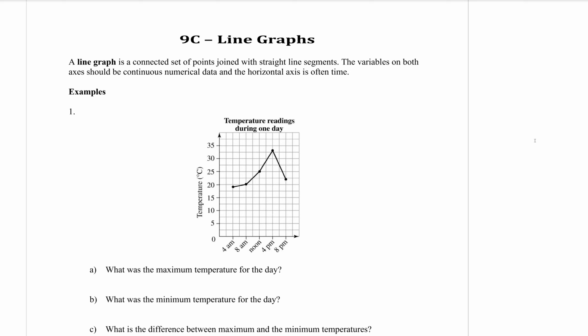So 9C is all about line graphs. A line graph is a connected set of points joined with straight line segments. The variables on both axes should be continuous, meaning continuous numerical data. On the horizontal axis is often time. So we have a graph here.